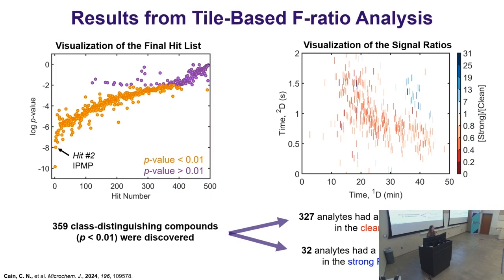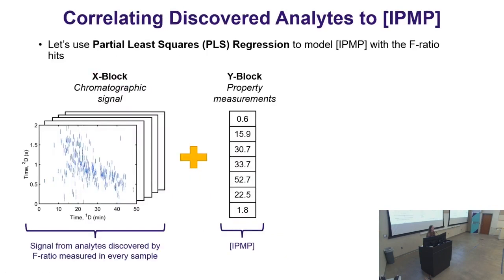But we wanted to take this one step further and see how the analytes were actually correlated to the concentration of IPMP, that known marker of potato taste defect. To do this, we decided to utilize a regression modeling technique known as partial least squares to model the signal from all of our analytes discovered by F ratio and correlated to the property measurements of the concentration of IPMP. So using both this X block and Y block information, we get out two key pieces of information from PLS.